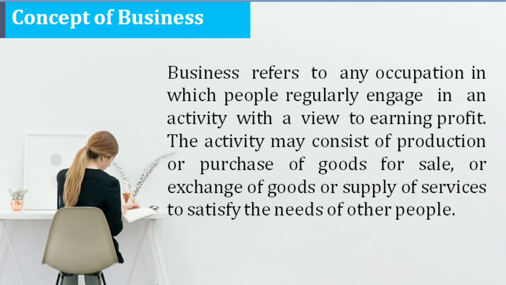We can do different types of activities. We can manufacture goods, we can produce different types of goods, or we can purchase goods for selling. By selling those goods or providing services, we can earn money and satisfy the needs of the people. If I have a provisional store, in that store I will purchase different sorts of goods and sell them to different customers. I have purchased goods for selling, and only when I resell those goods will I get profit. That is our business activity.